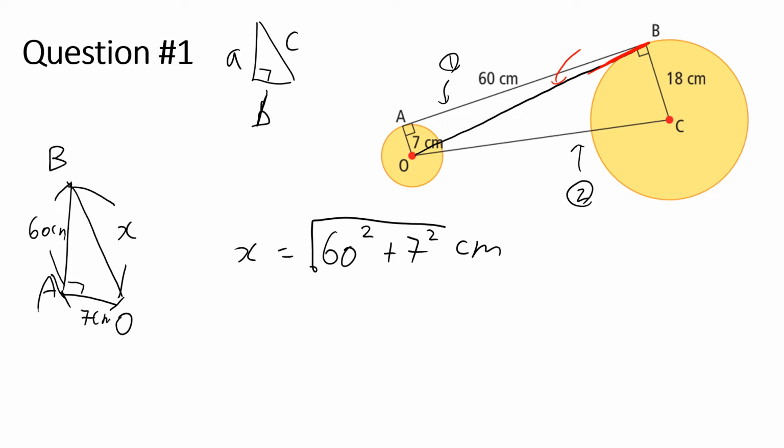I am going to take my calculator. Sadly, I don't have a calculator at the moment, so I have to rely on my cell phone, which in your case, you know, is no bueno. We shouldn't use that. All right, 60 times 60 plus, bracket open, 7 times 7, that's 49. Then I have the square root of 3,649 centimeter.